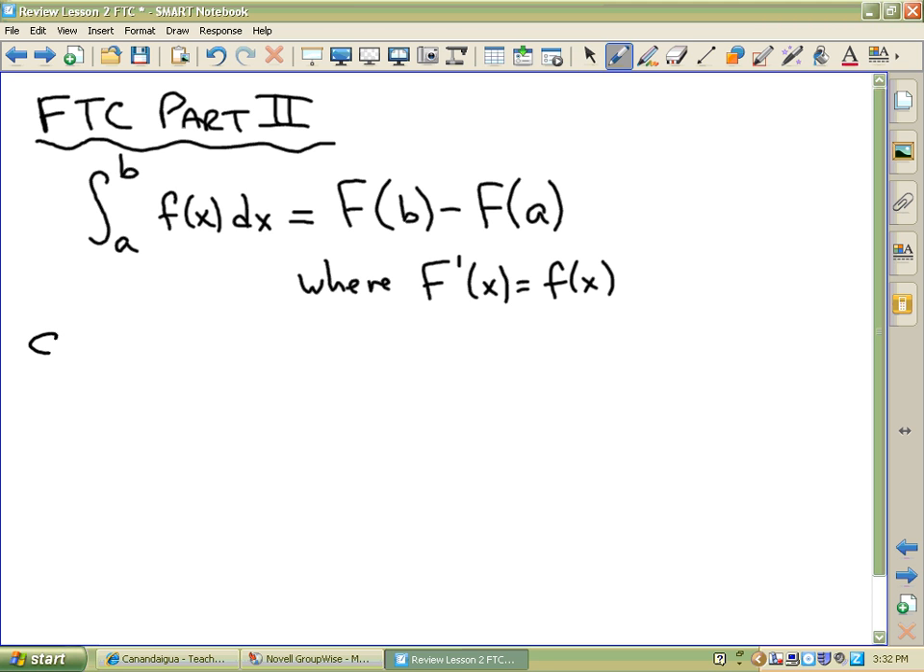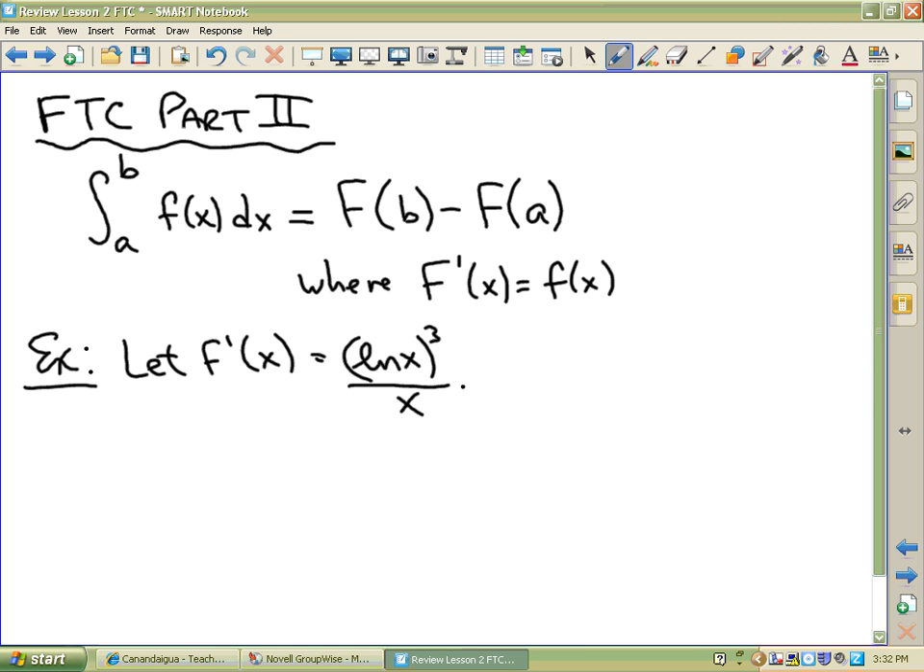I would like to do one of these jobbies. Let capital F prime of x equal natural log x cubed over x, if capital F at 1 is 3, find capital F at 9.